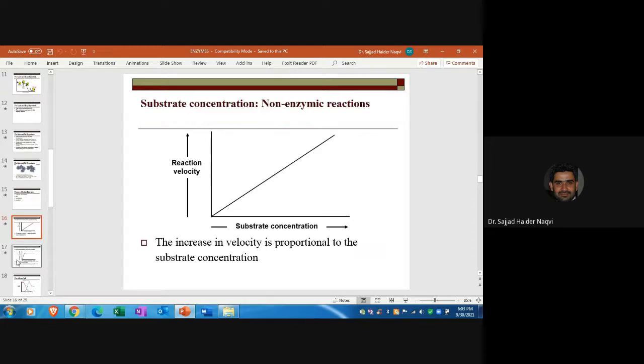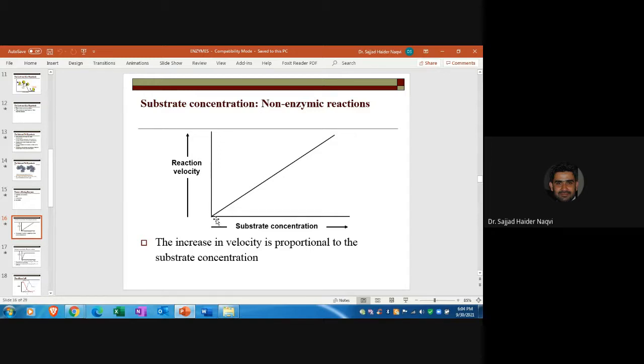Now look at the graph. We have reaction speed on the y-axis, and substrate concentration on the x-axis. This typical graph in front of you is called a straight line graph, and it is an indication of direct proportionality. So this is a graph of substrate concentration with a non-enzymatic reaction. We see that the increase in the velocity is proportional to the substrate concentration. So it's a very simple straight line graph, which is called direct proportional.